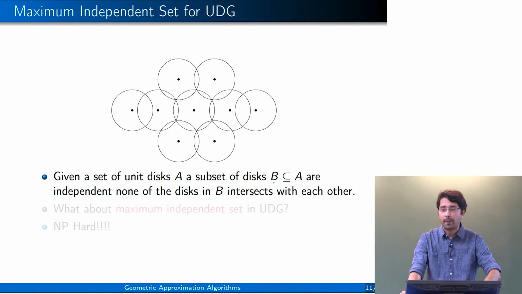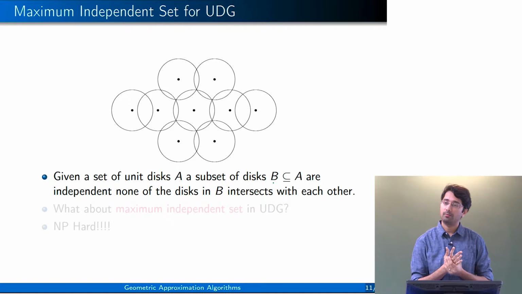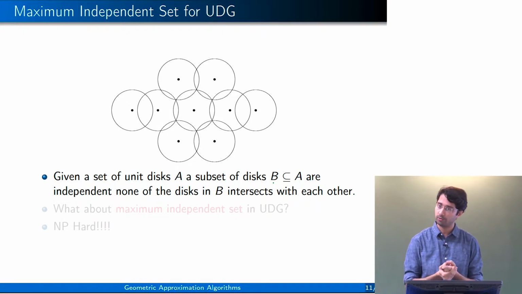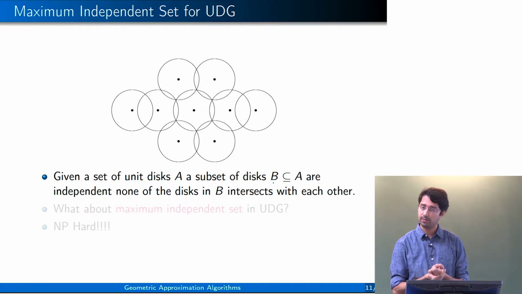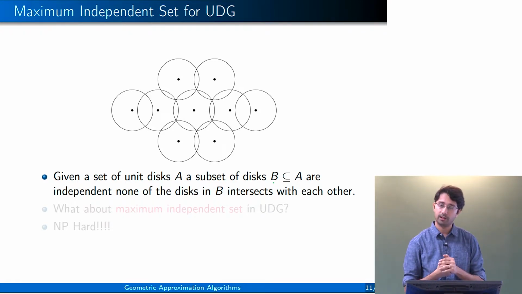Okay. So, we are done with maximum clique. What about maximum independent set in unit disk graph? For a general graph, this is a notorious, very difficult problem to solve from all respects. It is, of course, NP hard, maximum independent set in a general graph.